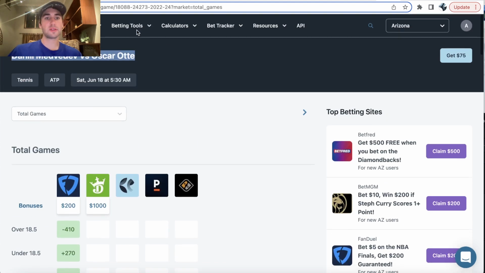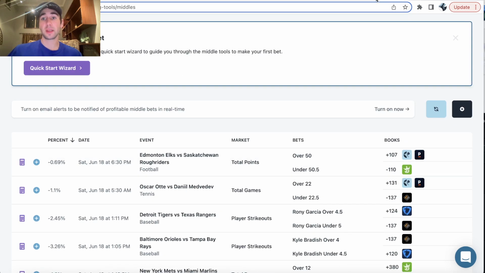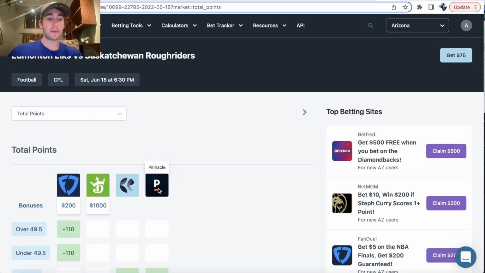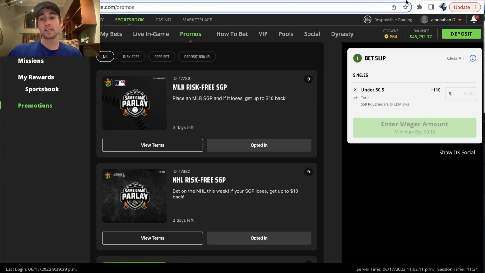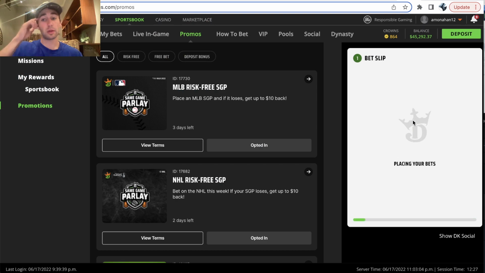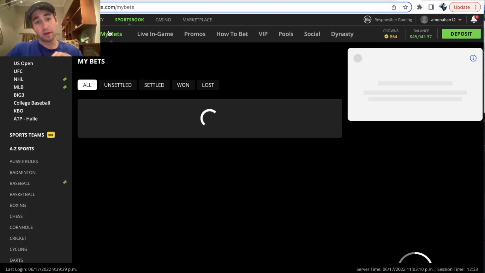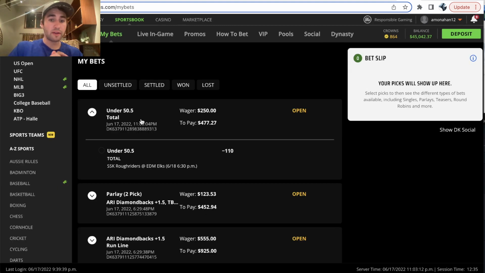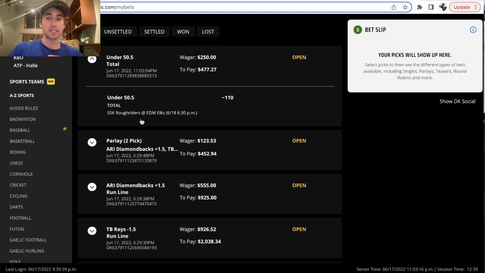So anyways, you can use the middle tool as a DFS player, as a sports bettor to spot value, and then just run yourself through the math. We can see, again, if a bet is already good for the over under 50, and then you get an additional half a point, this bet is an absolute slam. So we'll go ahead, we'll lock it in. Maybe one of my first Canadian Football League bets ever. So we got the Edmonton Elks, we got the Rough Riders, under 50.5 points, minus 110 odds on DraftKings.